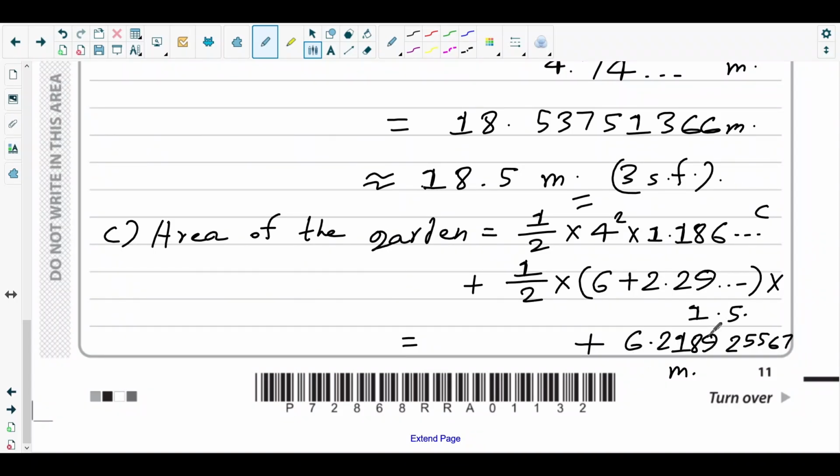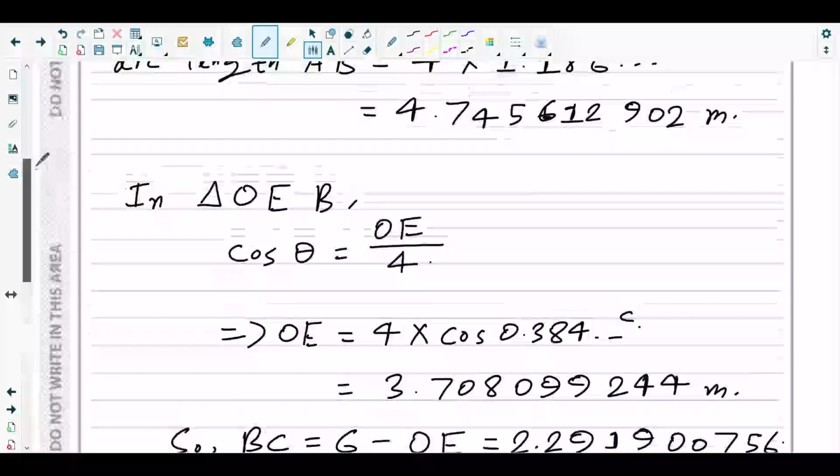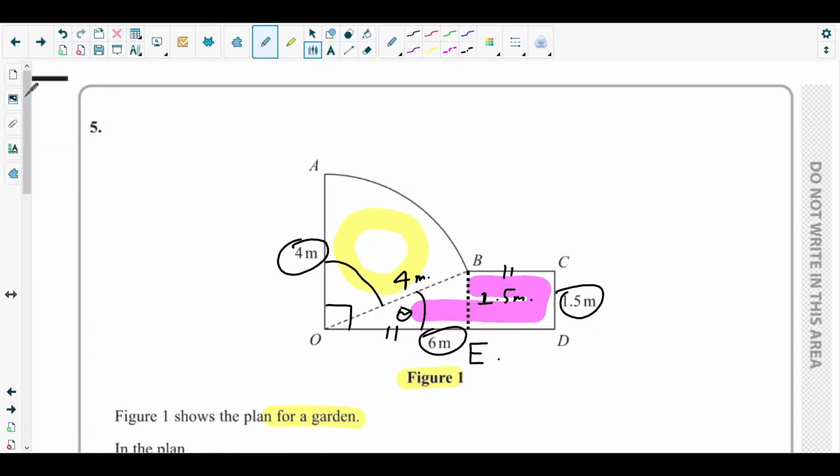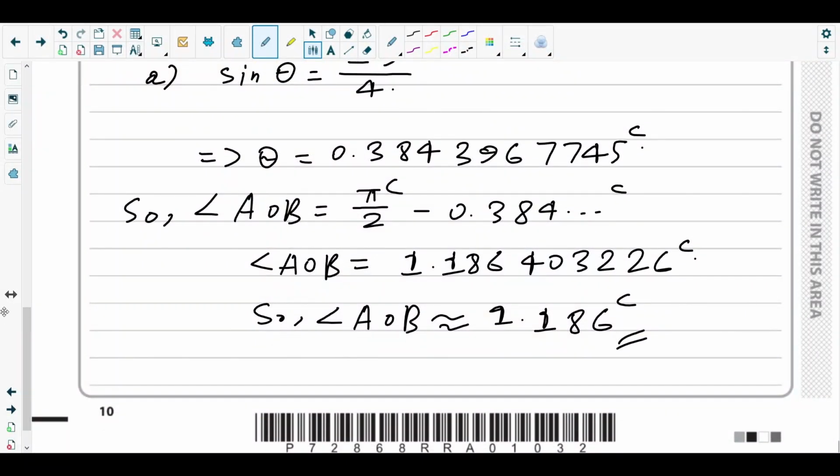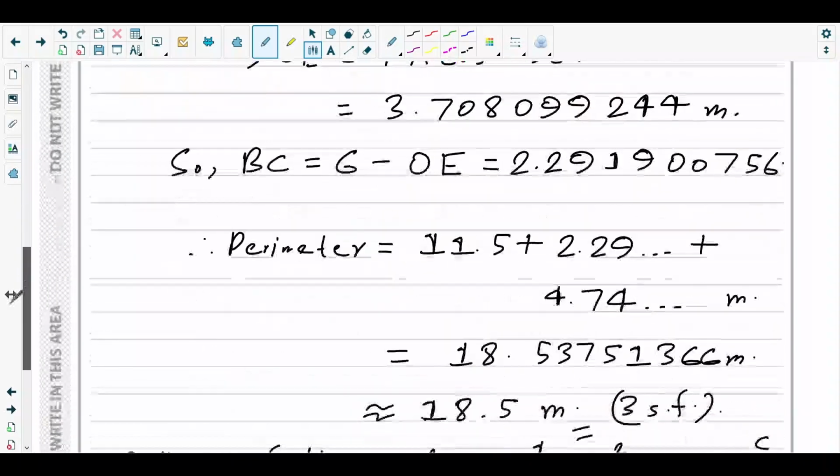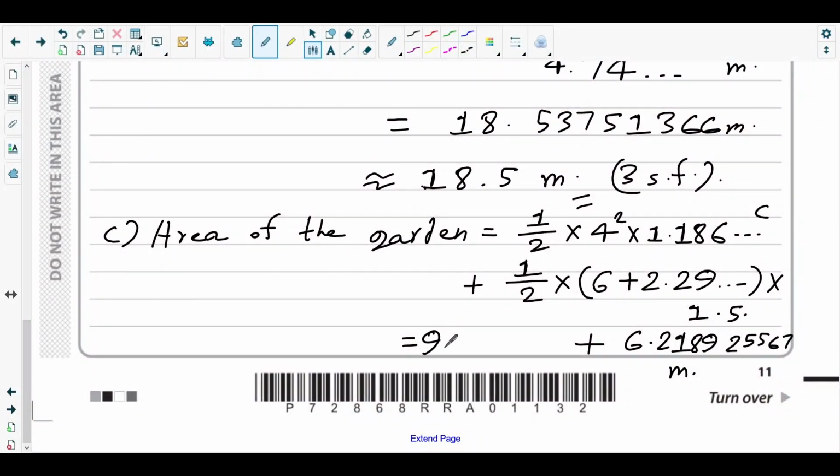And the area of the sector is half times 16 times 1.186, the actual angle is 1.186403226. So that would give you 9.491225808. Okay, so if you add them up, you'll get the area.